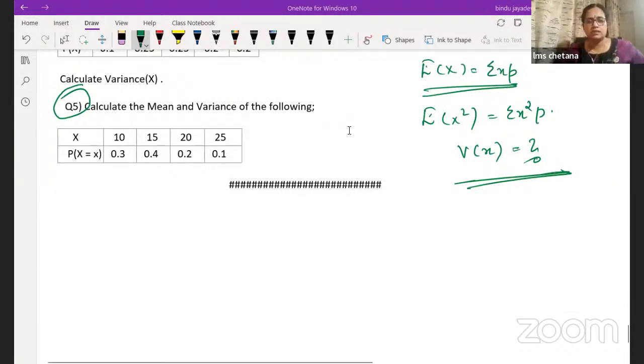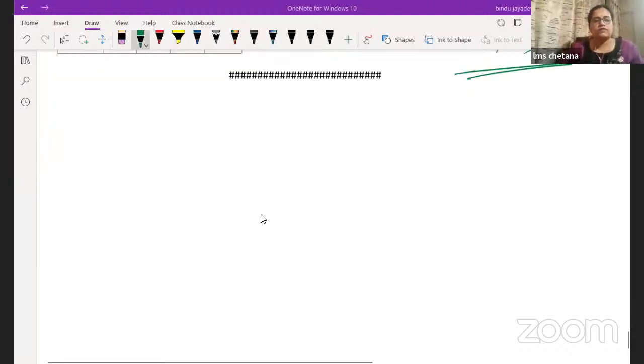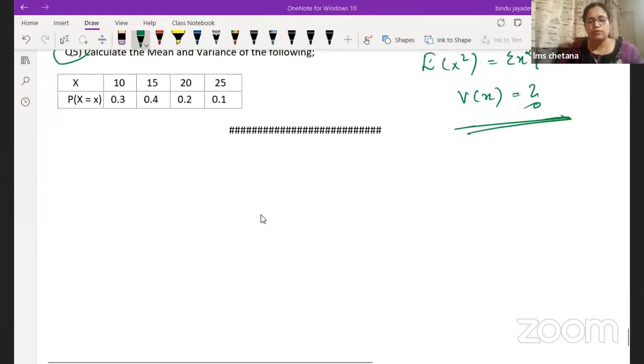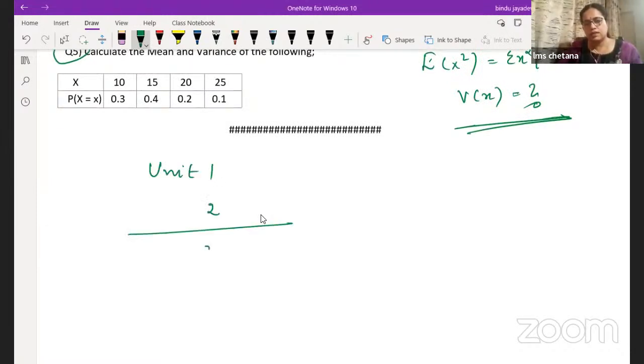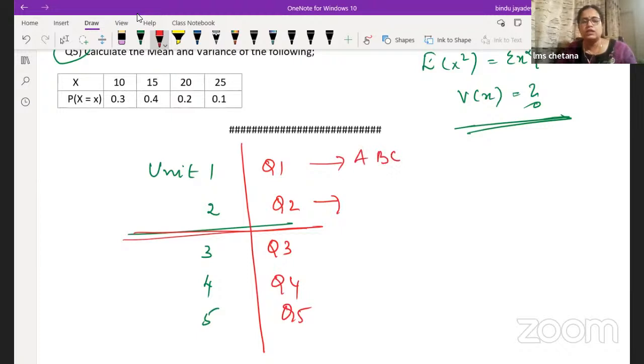Okay, now please listen. For tomorrow's lecture, tomorrow and day after tomorrow, we have 5 units, right? Unit 1, 2 are maths, 3, 4, 5 are stats. Now the questions are like this: question 1, question 2, question 3, question 4, question 5. All questions are compulsory. That means all units are compulsory. Now here the internal division will come, A, B, C and all. All these details I'll tell you tomorrow.